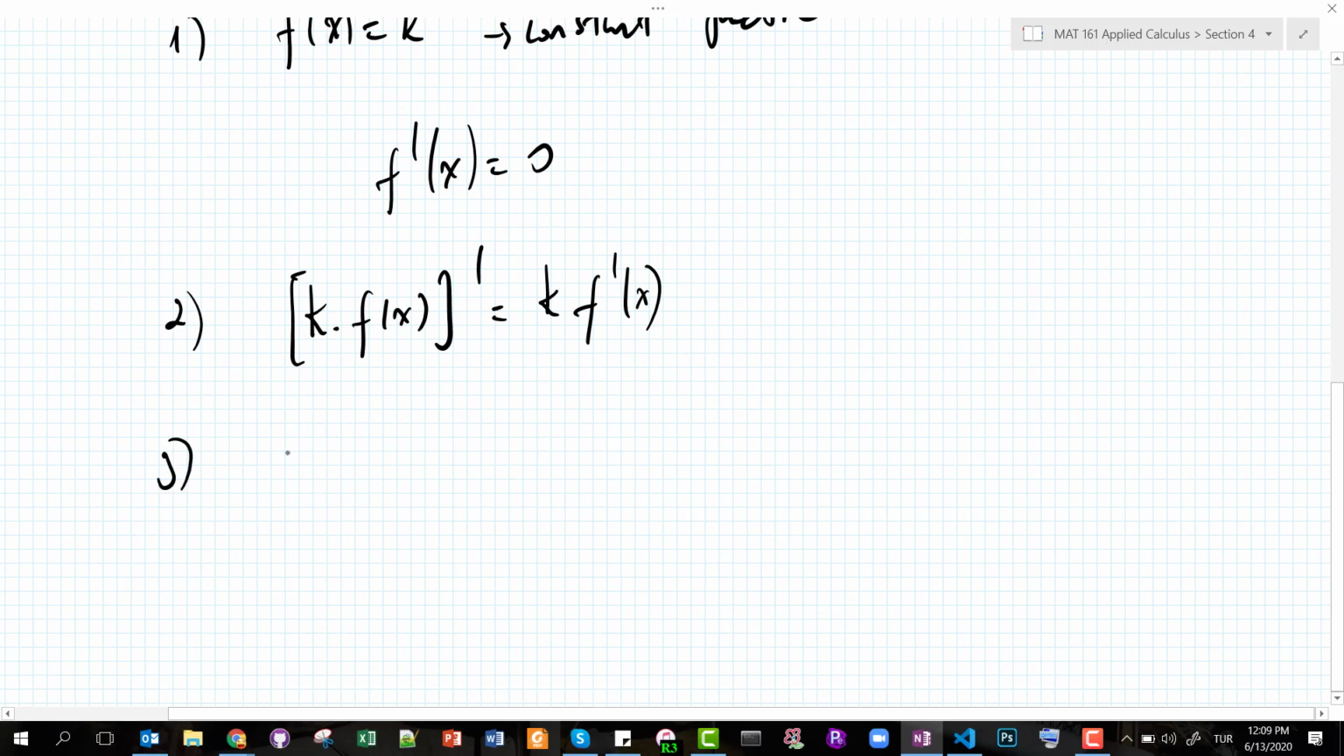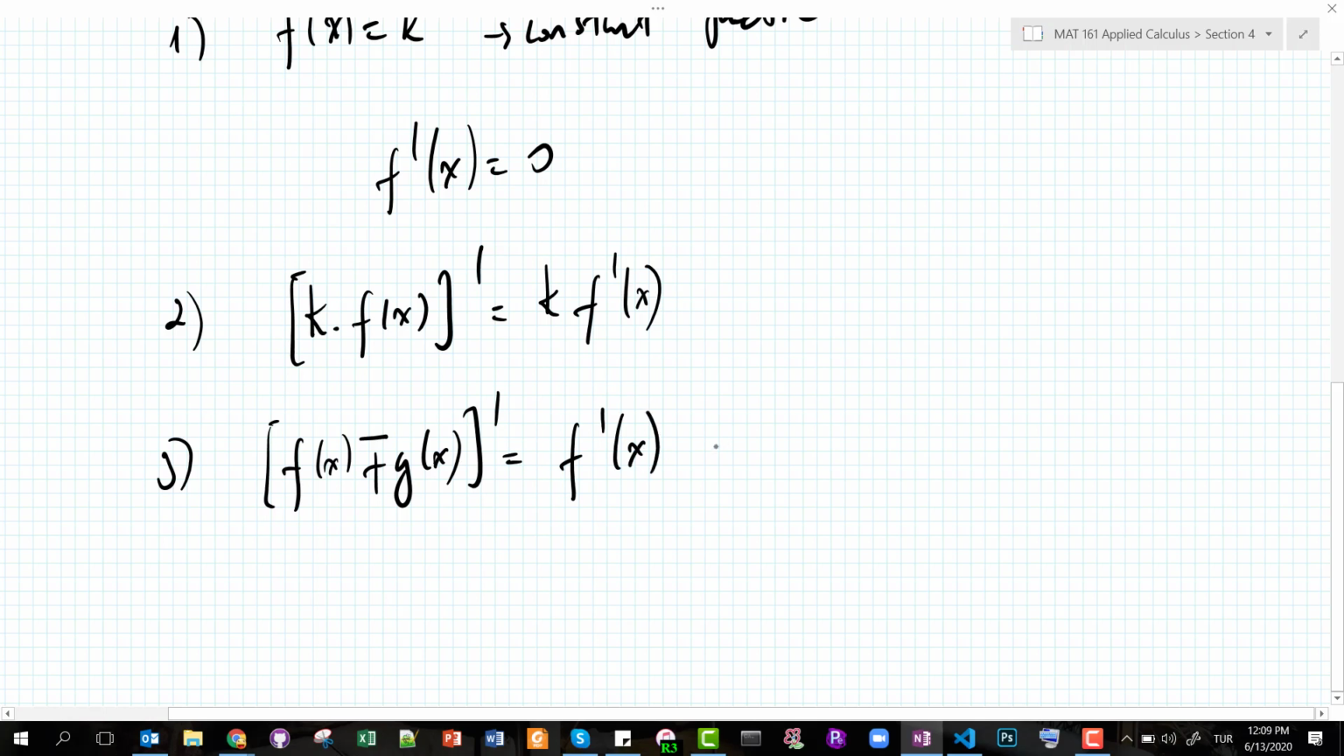The third rule is the addition or the subtraction rule. If you have two functions, you either add or subtract them, and then if you would like to take the derivative, you can take their derivative separately, and you can add them or subtract them later.